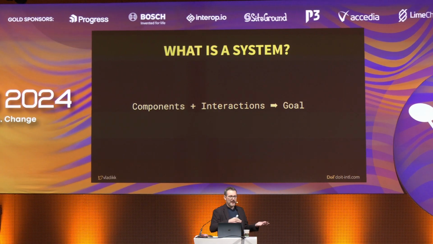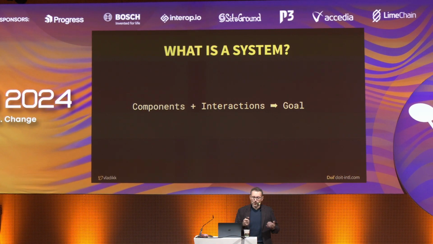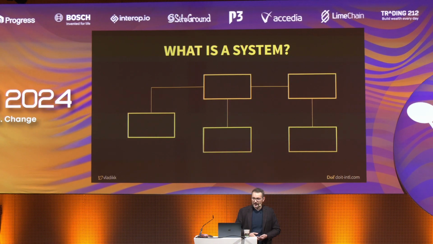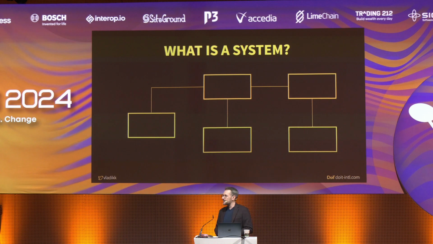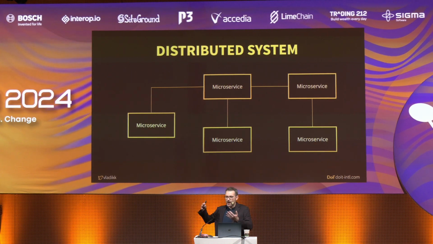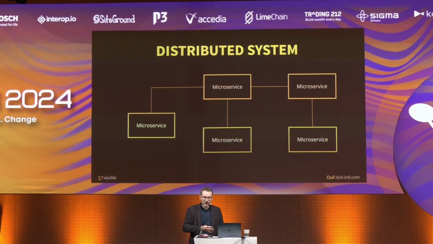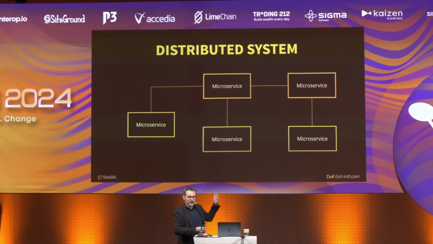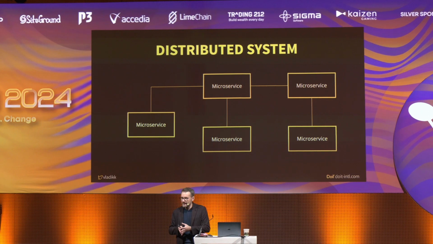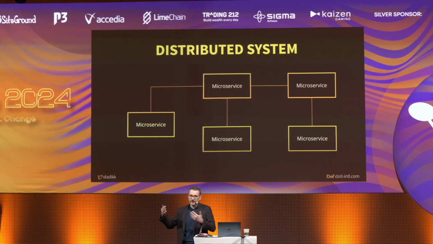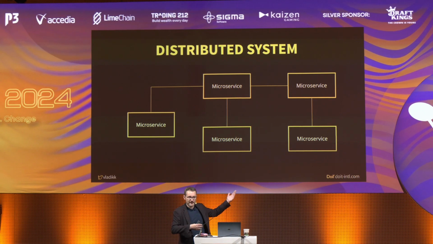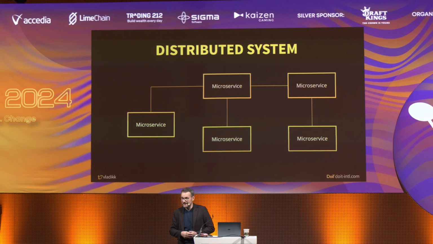But in our domain of software engineering, where can we encounter systems? Well, pretty much everywhere. Let's say that you are looking at a bunch of microservices working together. So we have components, microservices, we have interactions, the connections between them, and they're working together to achieve a goal. That goal is the functionality of that overarching system, a distributed system in this case.